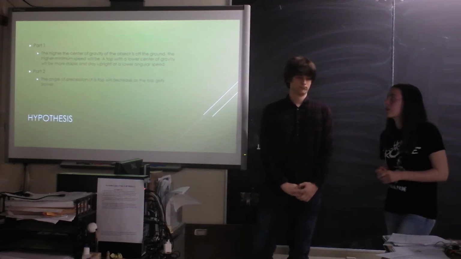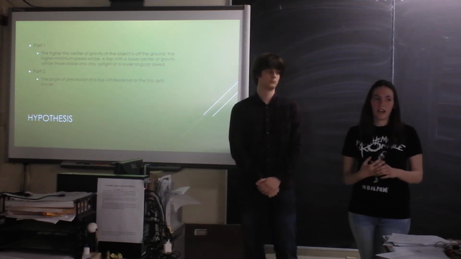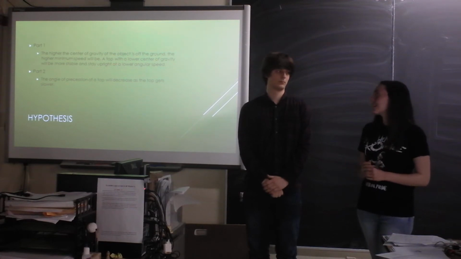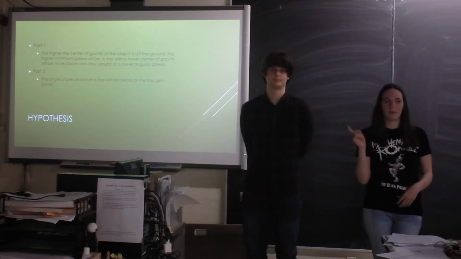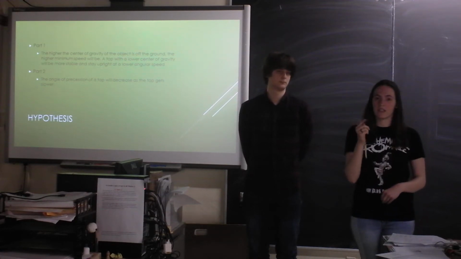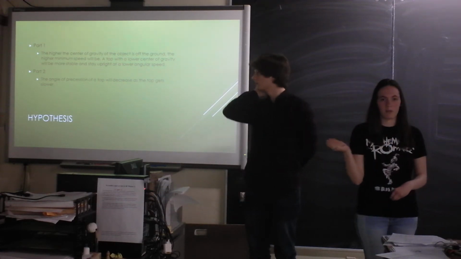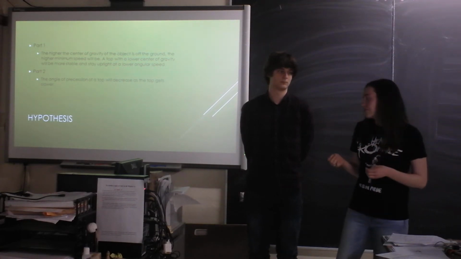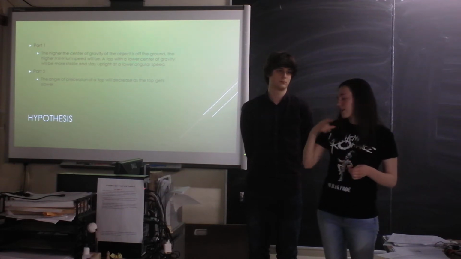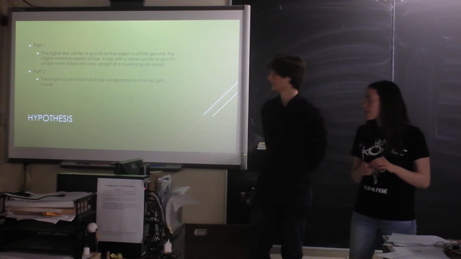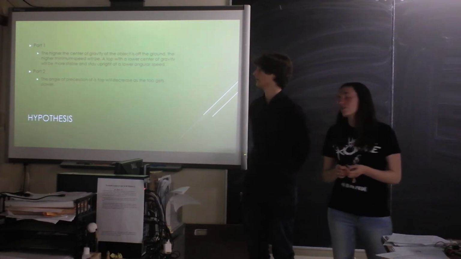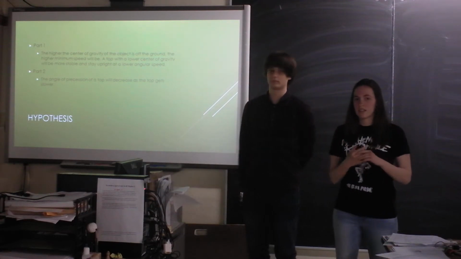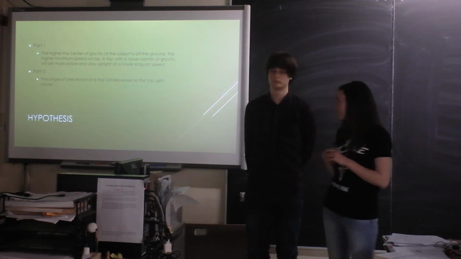Our hypothesis for part one was that the higher the center of gravity of the object, the faster the minimum speed would be, so it would not be able to maintain rotation at slower speeds. So we have a variety of objects, starting from an extremely flat top to one that's about 4 centimeters center of gravity off the ground. And then for part two, our hypothesis was that the angle of precession of a top would decrease as the top gets slower, as its angular speed decreases.